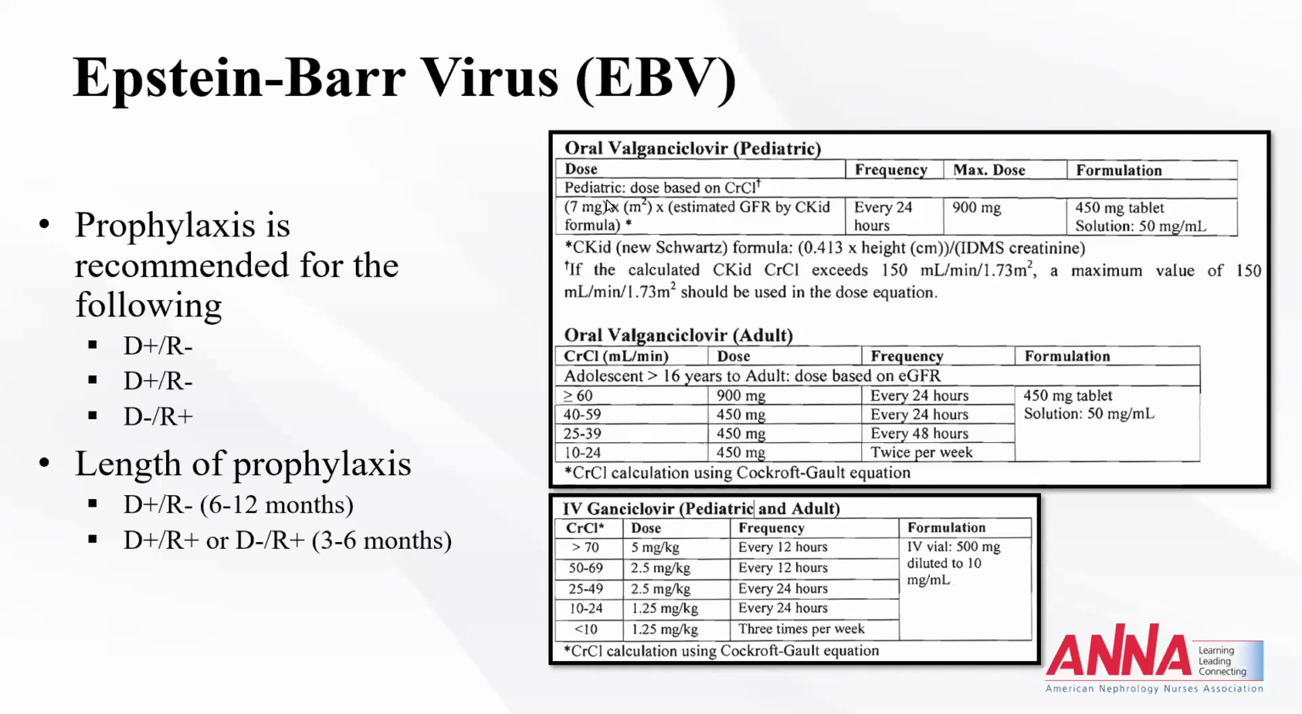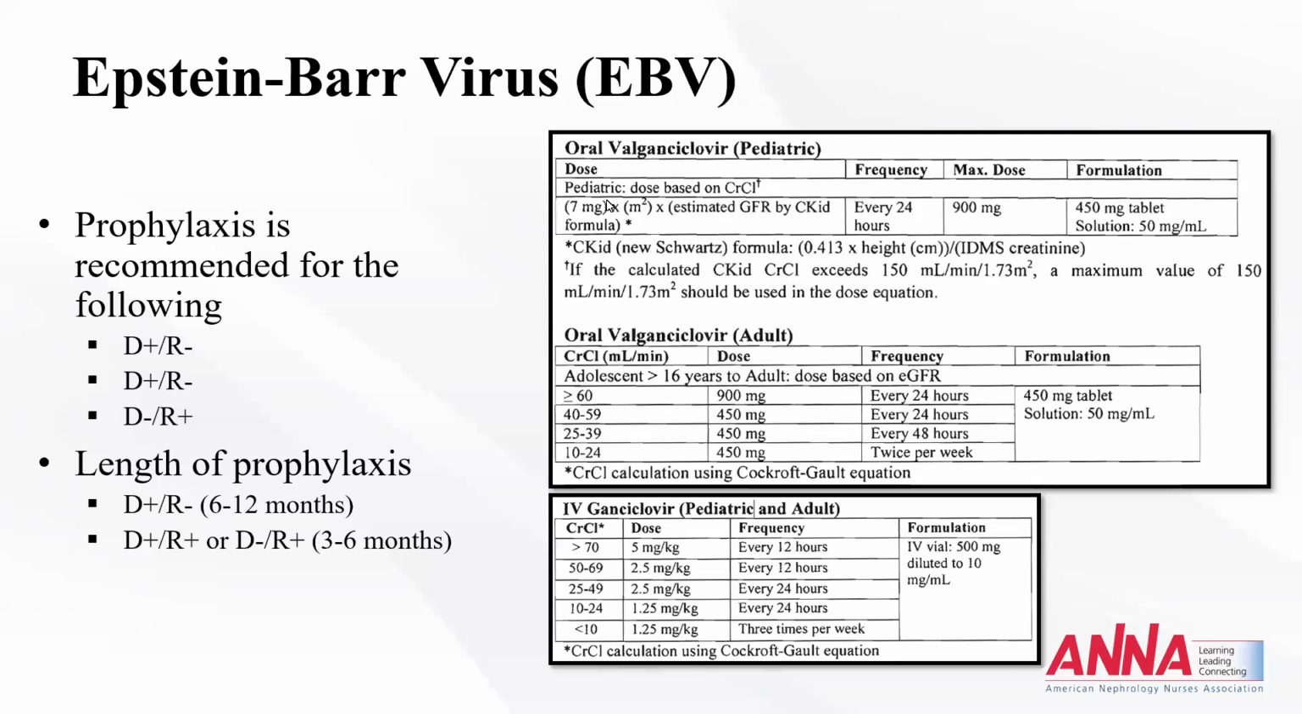Here's just another screenshot I grabbed. This is kind of a standard again per the literature, but it's how we actually prevent EBV disease here at Children's Mercy. And again, it's based on 7 milligrams per meter squared, similar to CMV. Pretty much you can think of Valcyte being used, valganciclovir, for EBV, and CMV prophylaxis is the standard.